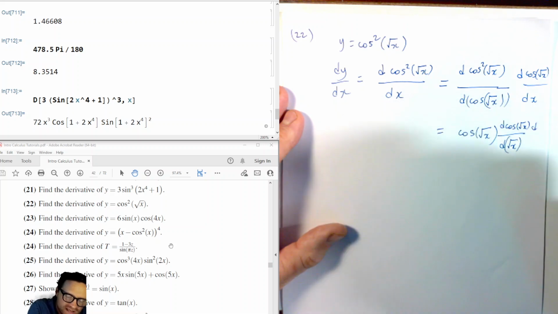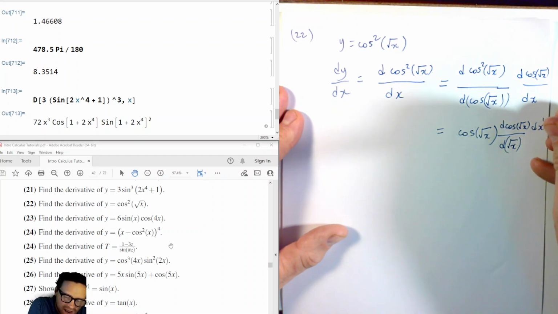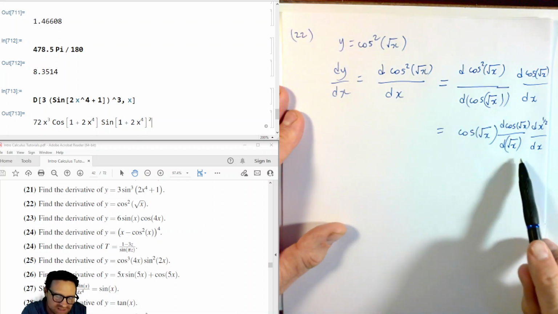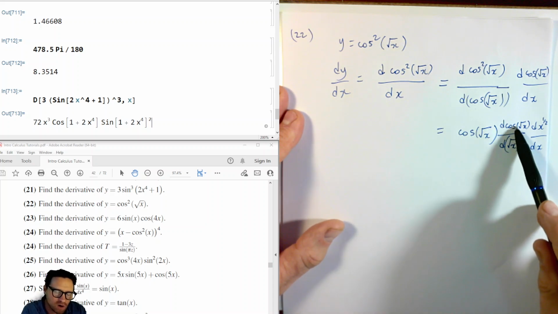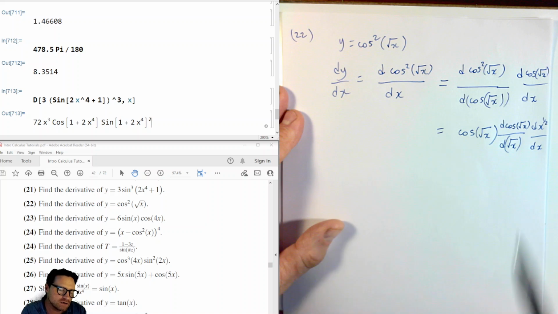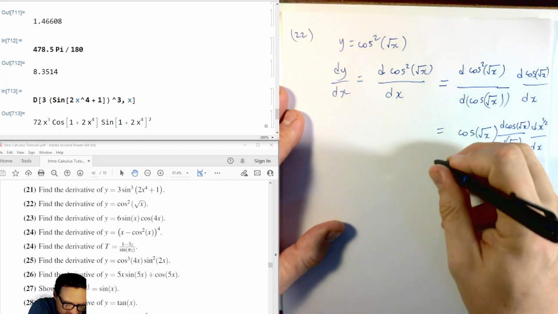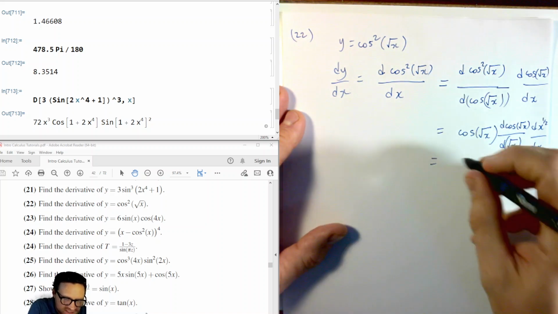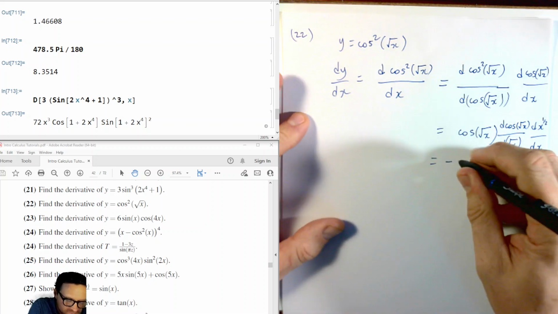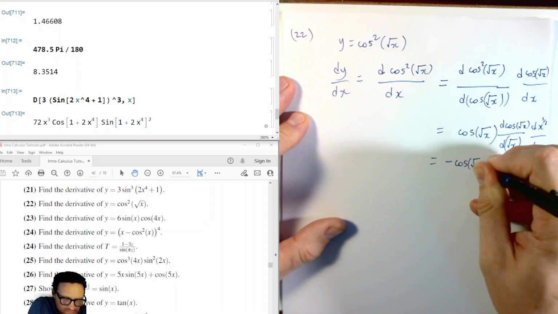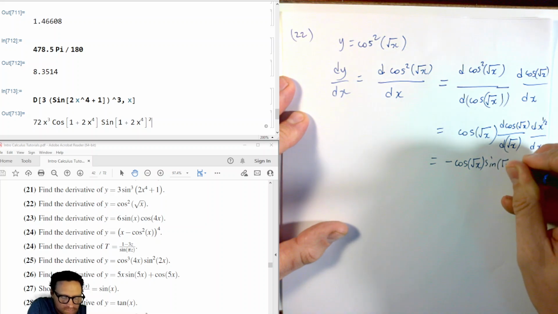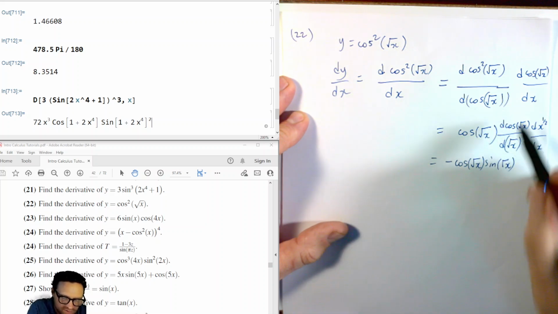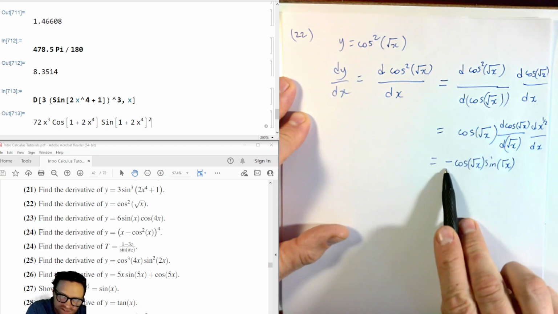And then let's write that square root of x as x to the 1/2. Okay, so this is correct. Now let's simplify the derivative of cos, which is minus sine. Let's put the minus in front. Okay, so the derivative of cos is minus sine. I put the minus over here.